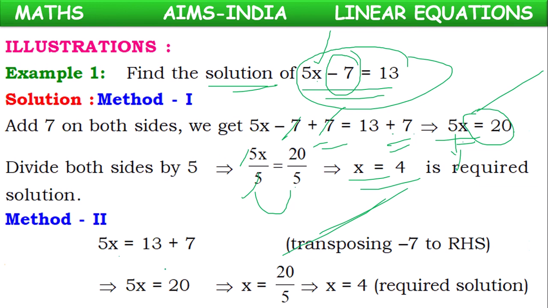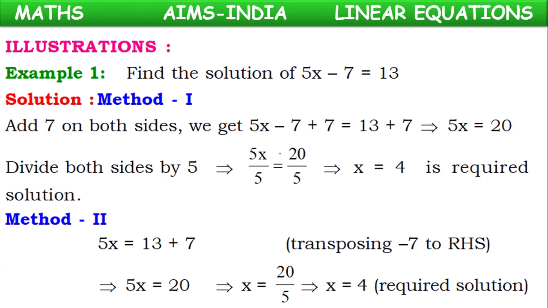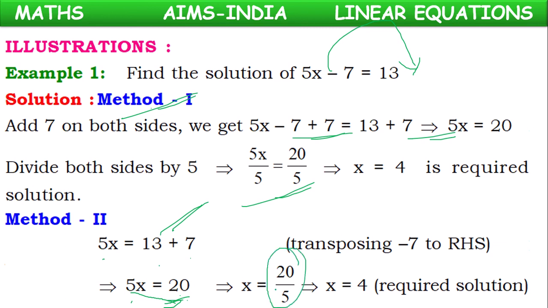Next, method 2. This is method 1, where the same number we have added, with the same number we have divided. In method 2, by using the transposition method, minus 7 we can take to the RHS side, it will become plus 7. So 5x equal to 13 plus 7, 20. Next, 5 comes towards the right hand side, it is multiplying here, it will divide, x equal to 20 by 5, x equal to 4. X equal to 4 is the required solution.